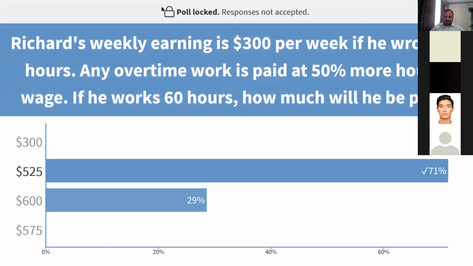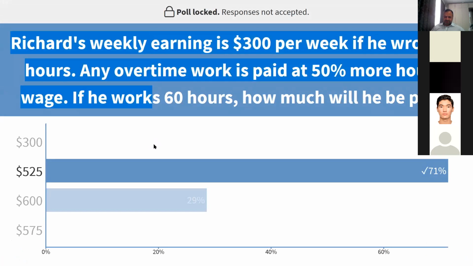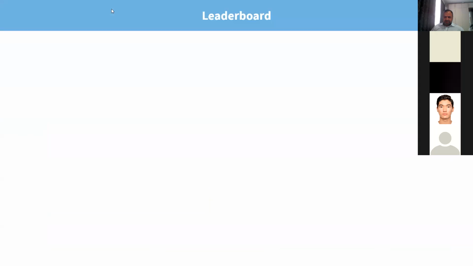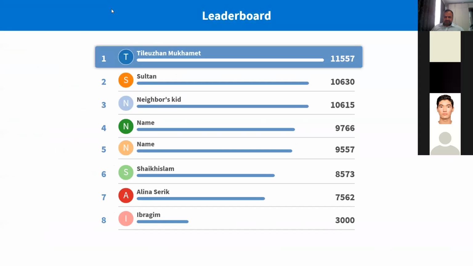Okay, next is, so this is the correct answer. Some of you have answered it incorrectly as 600, but the answer is 525. Now Sultan has taken over the second position, but with a very small points difference. Tilijan is still leading.